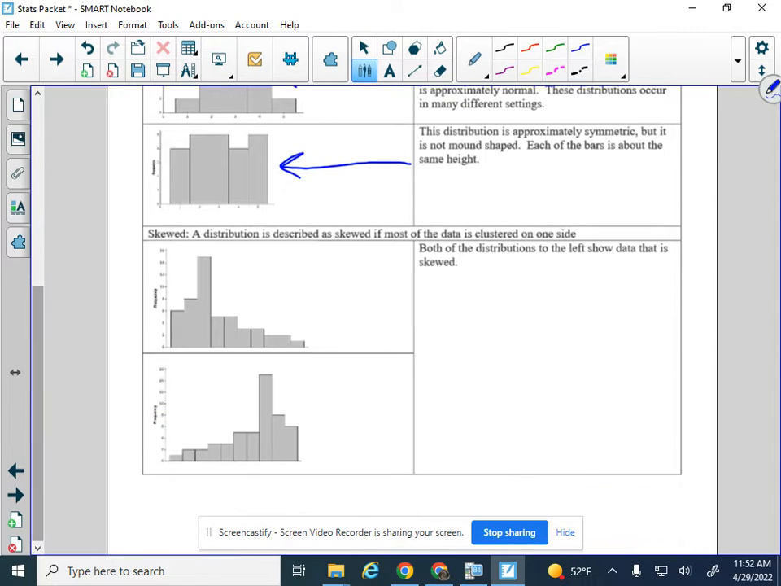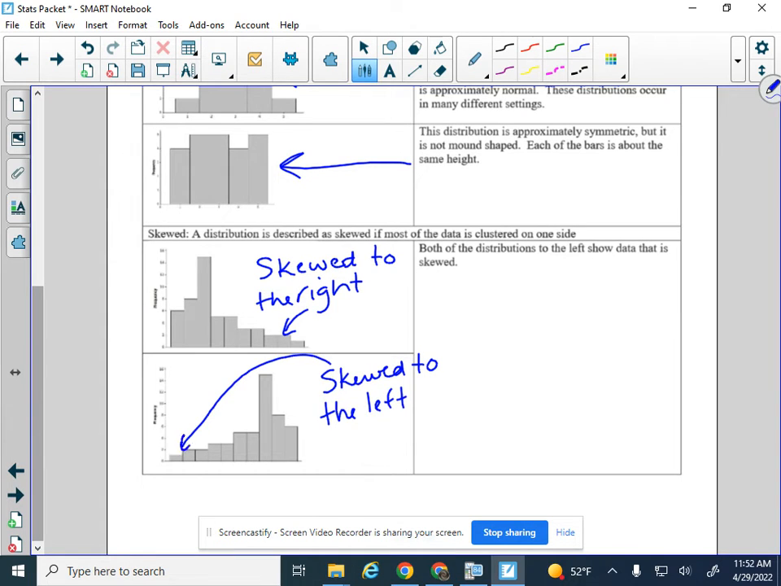The next two, skewed distributions. A distribution is described as skewed if most of the data is clustered on one side and you have a tail on the other side. So here we would say this one is skewed to the right. So basically wherever the tail is, that's how we say the direction of the skew. So this is skewed to the left, because it has a tail on the left side.